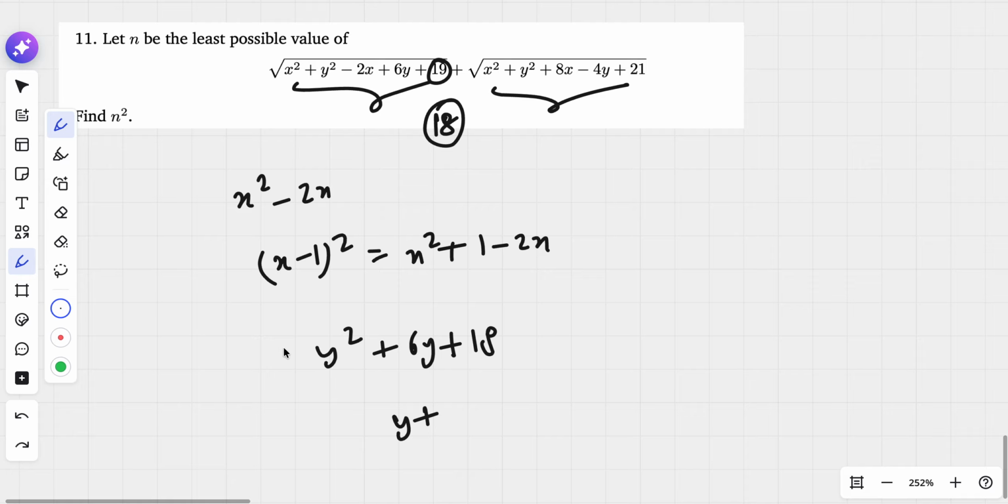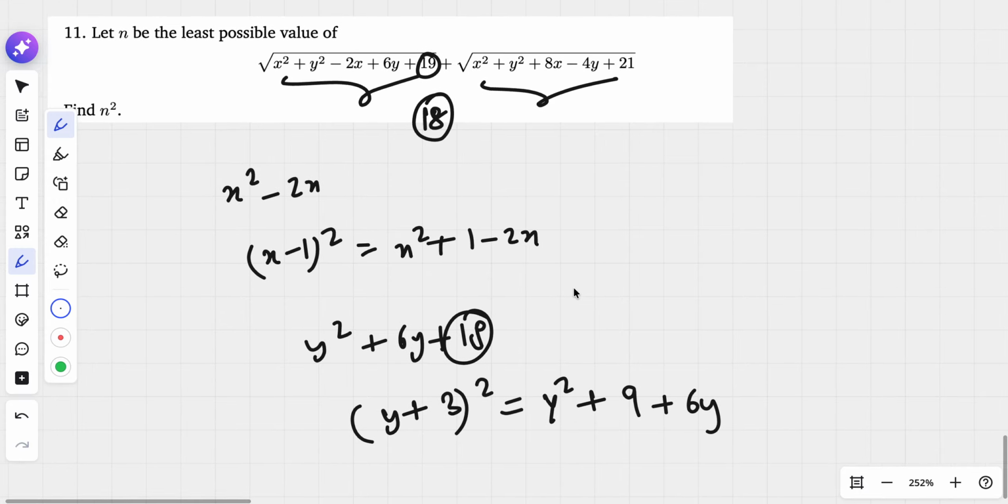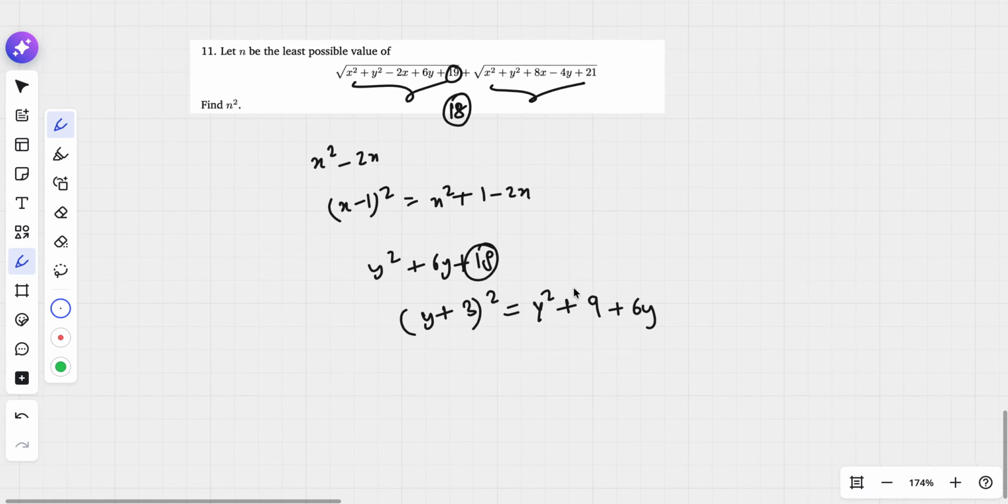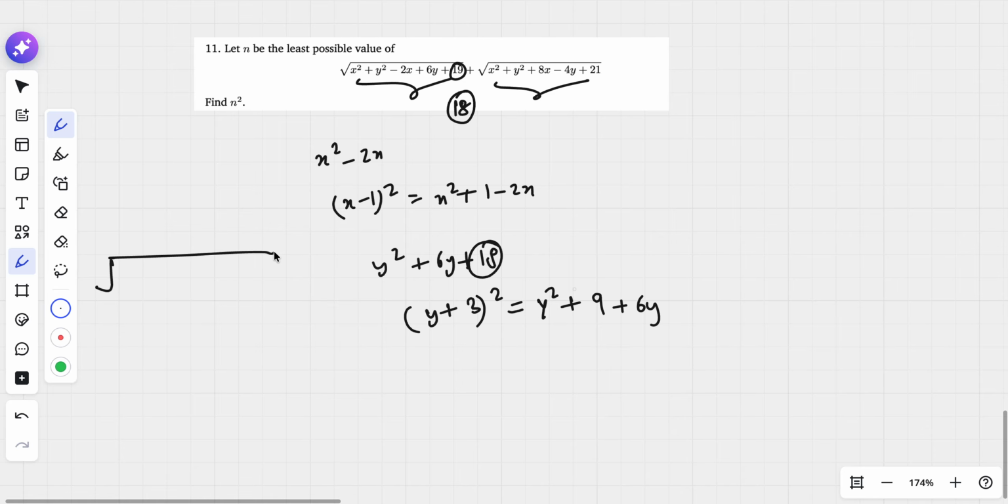Okay, I think we'll be okay. So y plus 3 square if we do, so y square plus 3 square, which is 9 plus 6y. Perfect. So we are left with 9. Okay, so the first root becomes something like x minus 1 square plus y plus 3 square plus 3 square.